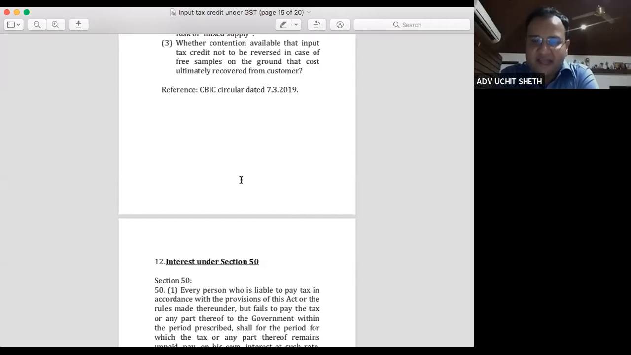But for the time being, as professionals, what we need to be very careful about is not missing out on the claim of input tax credit. Whether it is admissible or not, etc., that is an important aspect. But as professionals, it is our responsibility that we don't miss out. It is a mandatory time limit. We need to claim it within the stipulated time period.